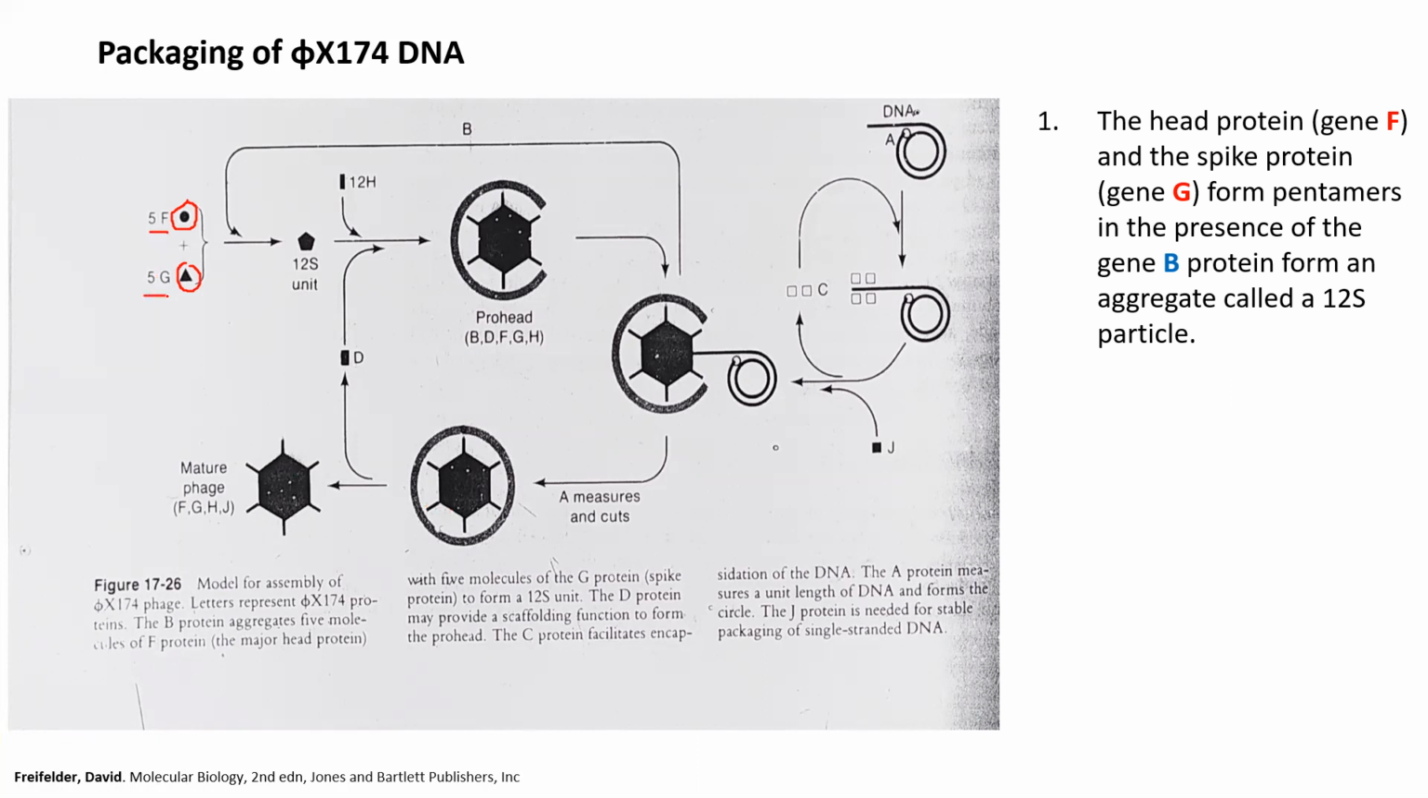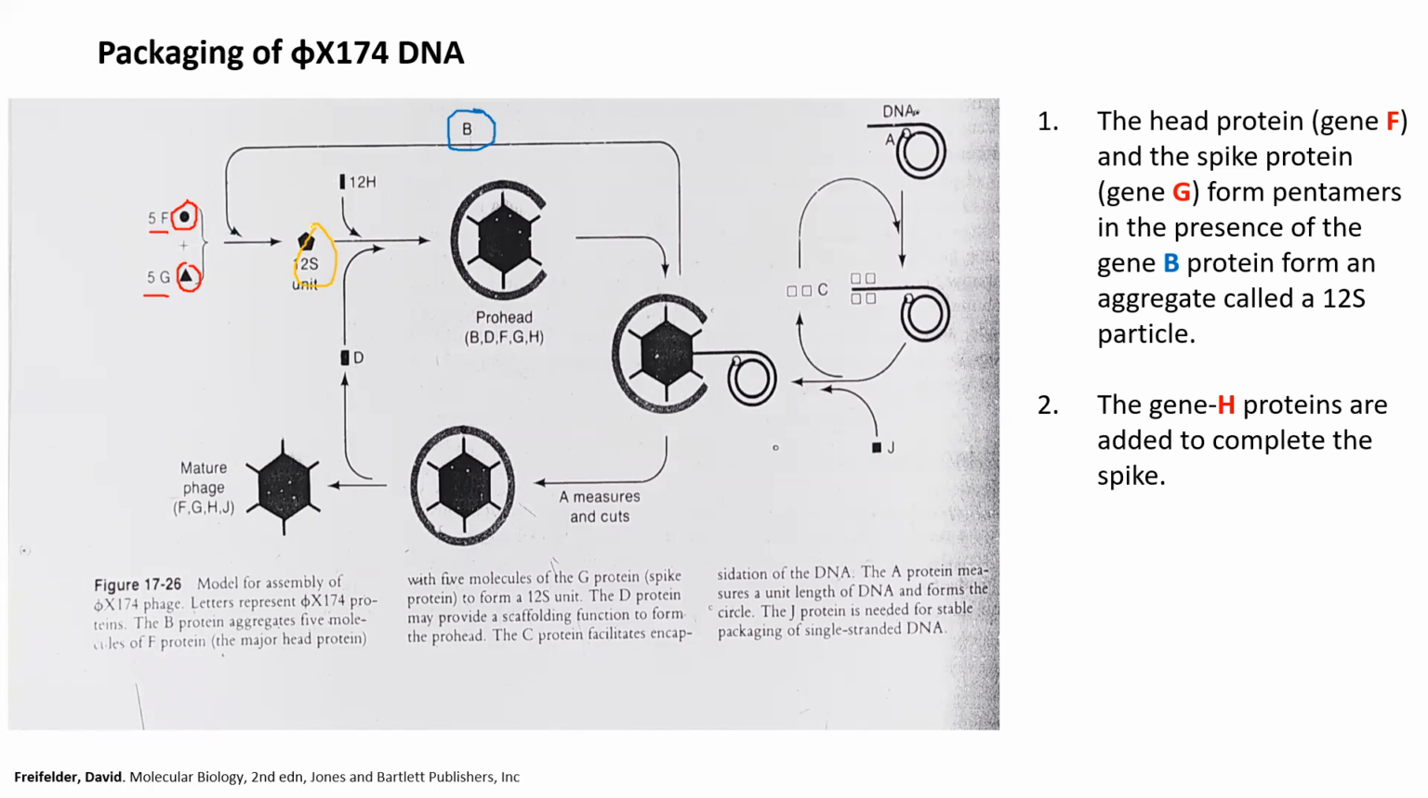So 5 copies of F protein and G protein associate, they form pentamers, and in the presence of one more protein called the B protein. The B protein is also joining F and G, and the 5 copies of F and 5 copies of G along with the B form a structure called the 12S particle or the 12S unit.